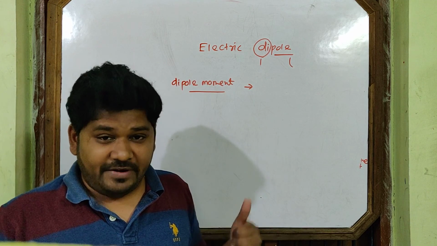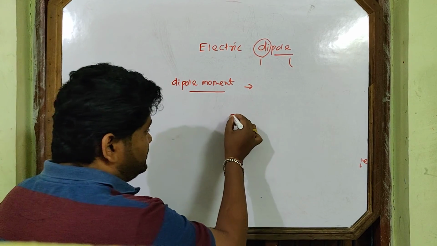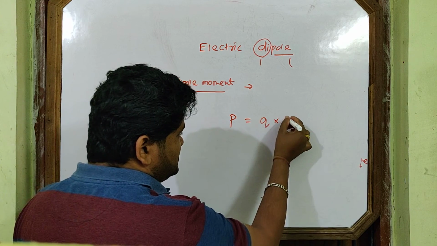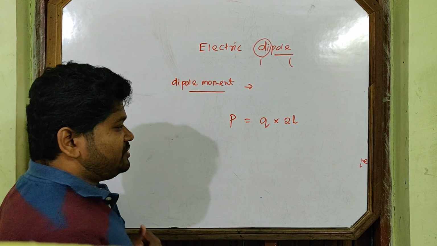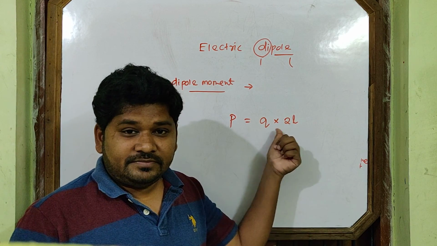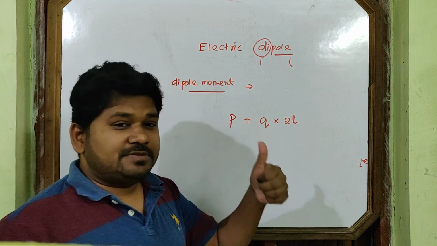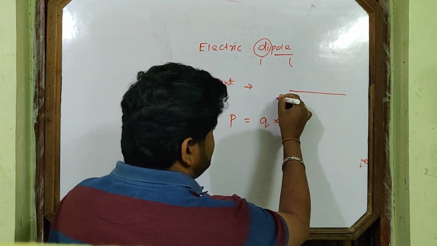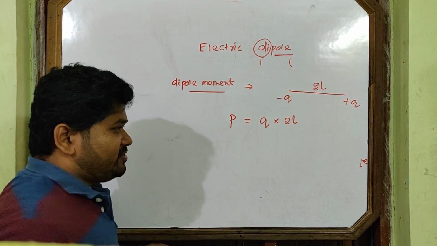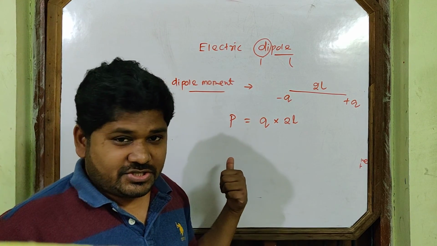Mathematically, dipole moment is defined as the product of the magnitude of either charge, both charge magnitudes being the same, and the distance of separation between them, Q into 2L. This is the dipole moment, the product of the magnitude of either charge and the distance of separation between them. I took the distance of separation between minus Q and plus Q as 2L. Why am I taking 2L? You will realize that when I go to the derivations.